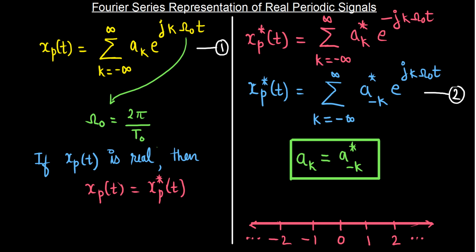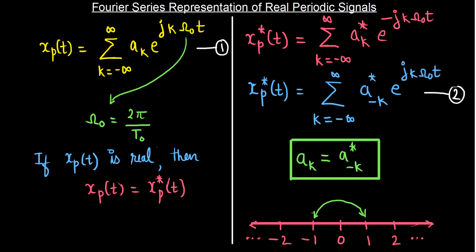So for real signals, we have made the conclusion that this ak, suppose this k is 1, is going to be the same as that of minus 1. So these two coefficients are going to be equal. The only change will be in the complex conjugation. So the term here is going to be the complex conjugate of this term here. That is what this ak equals a minus k star indicates.